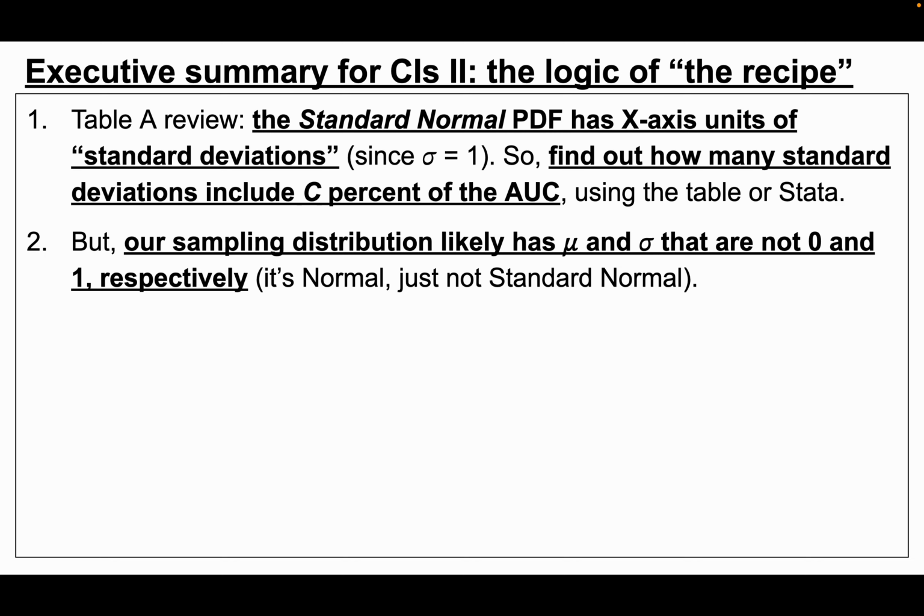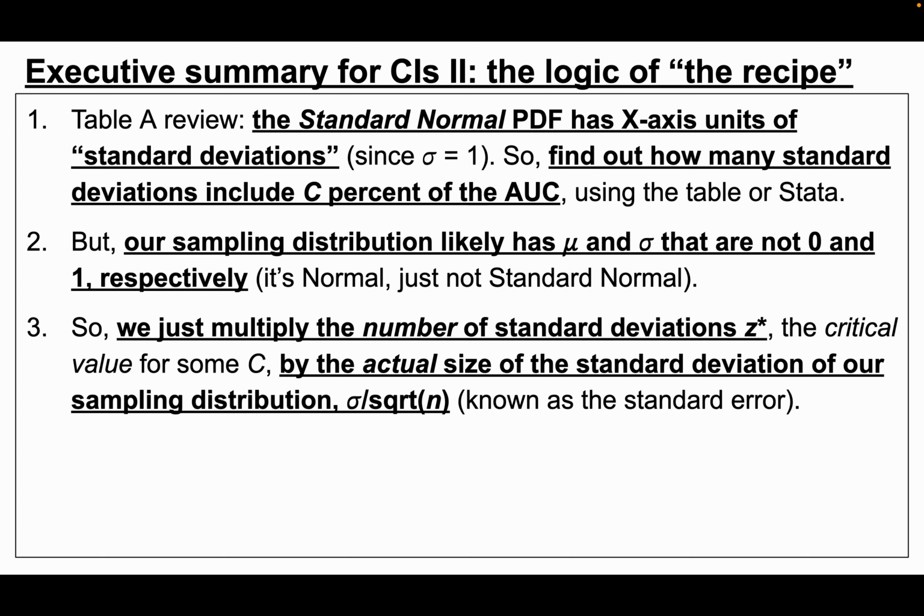In other words, the sampling distribution is normal, but it's not the standard normal. So what we do is we just multiply the number of standard deviations z star, also denoted z sub c in these slides. They mean the same thing. I think z sub c is clearer, but our book uses z star.